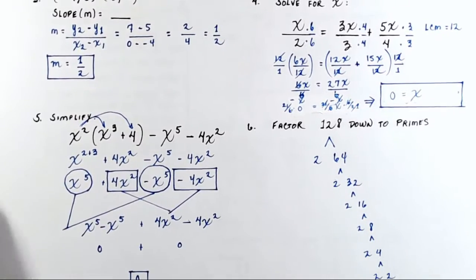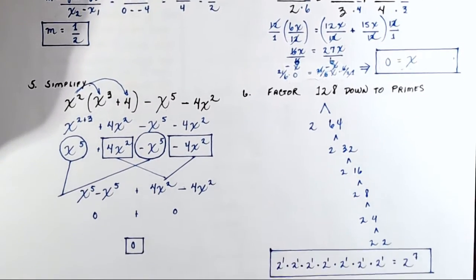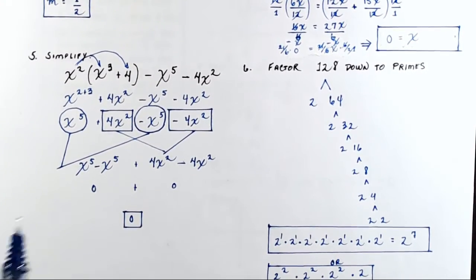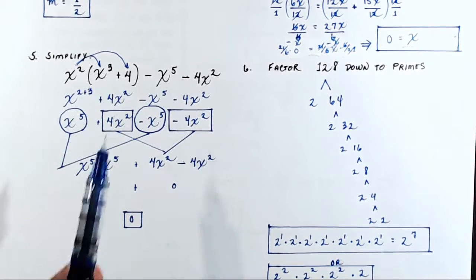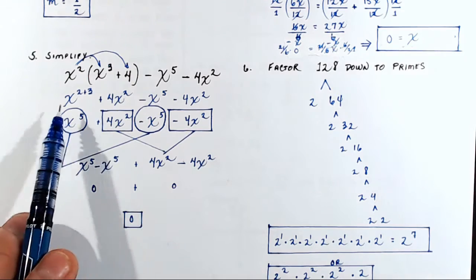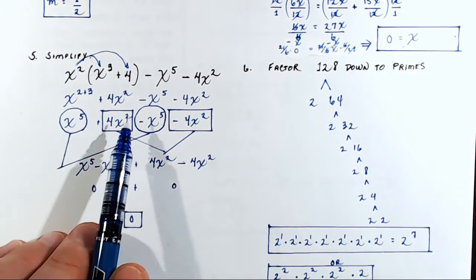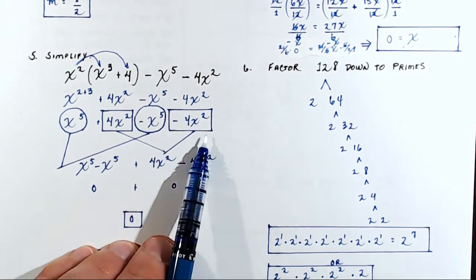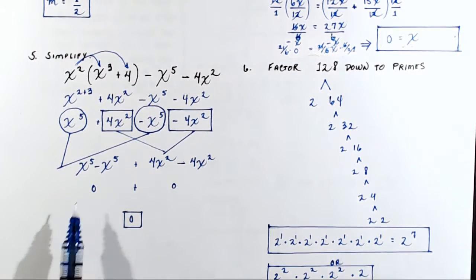Now on to number 5. We were asked to simplify. So this first required me to distribute the squared term inside the parentheses and apply the product rule, adding the exponents. Then I got x to the 5th plus 4x squared minus x to the 5th minus 4x squared. When I combine like terms, everything simplified out to 0.